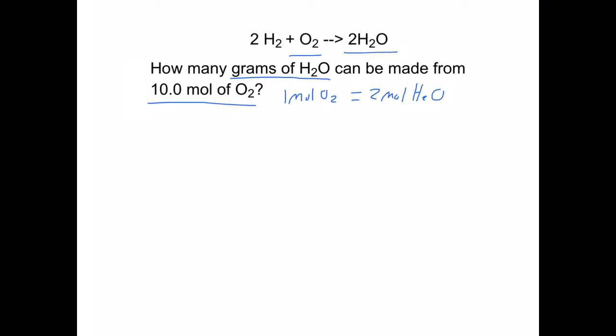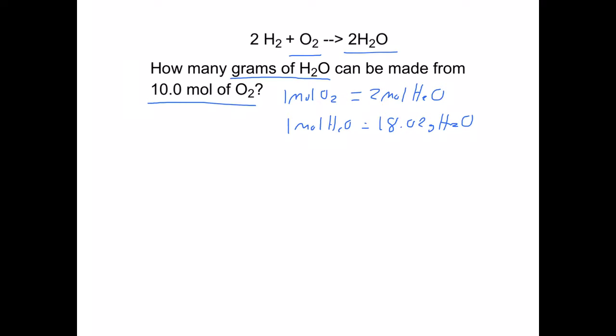However, at the end of this problem, we will need to have grams of H2O. So we'll also need to use the molar mass of H2O. 1 mole of H2O is equal to 18.02 grams of H2O. Simply adding together 2 hydrogens and 1 oxygen off the periodic table, you get 18.02.